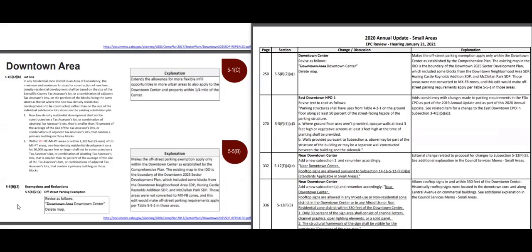But they transitioned to more residential character, and those areas are a little bit lower density, and it makes sense to have off-street parking requirements apply for those areas to relieve any pressures on the residential uses in the areas that kind of transition out of the downtown core.